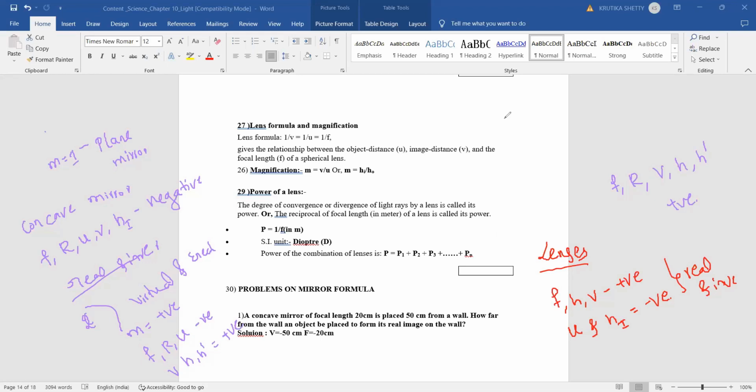One more is there for the convex lens. So convex lens is the virtual and erect image. For virtual and erect image, f, h, h dash all are positive. Then u and v are negative. Yes, Rehan, copy down this. If anything is not understood, you can ask.